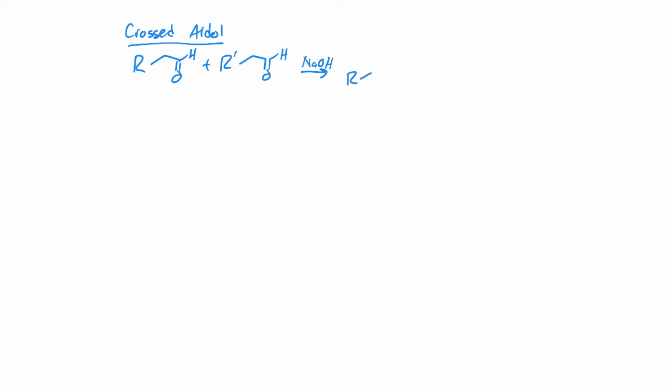So we're going to use the first molecule as the nucleophile. That would be one possible product. The first molecule could also react with itself. So both R groups are the same in this case. The second molecule could be the nucleophile, and it might react with the other molecule. The second molecule could react with itself.